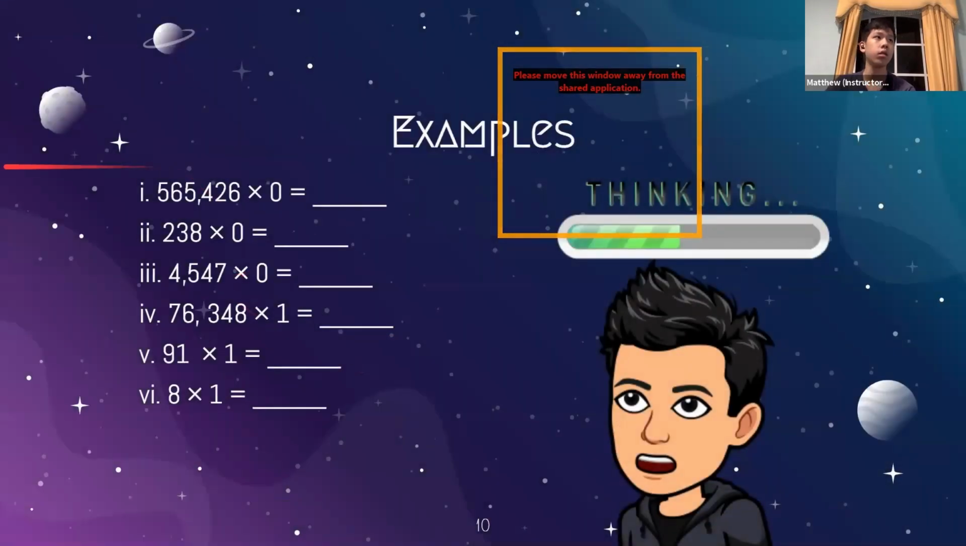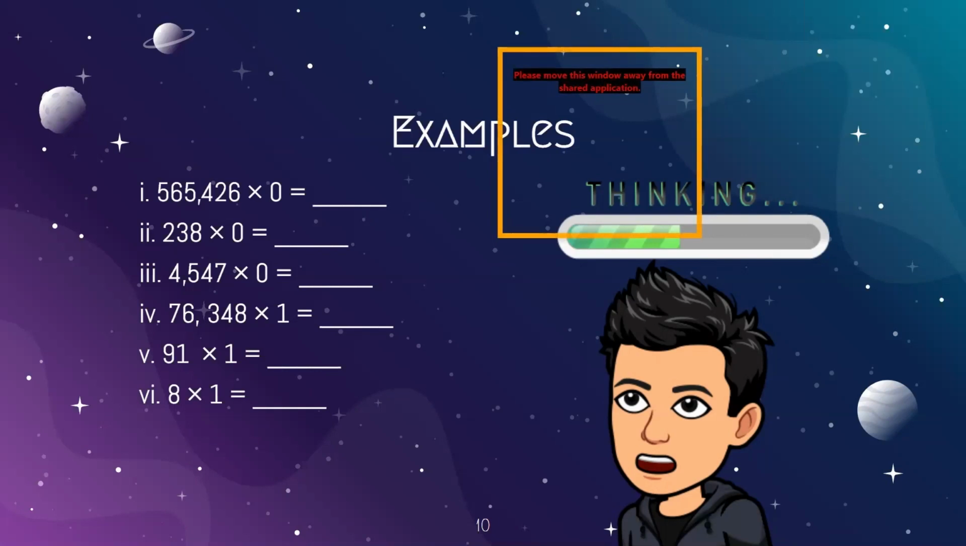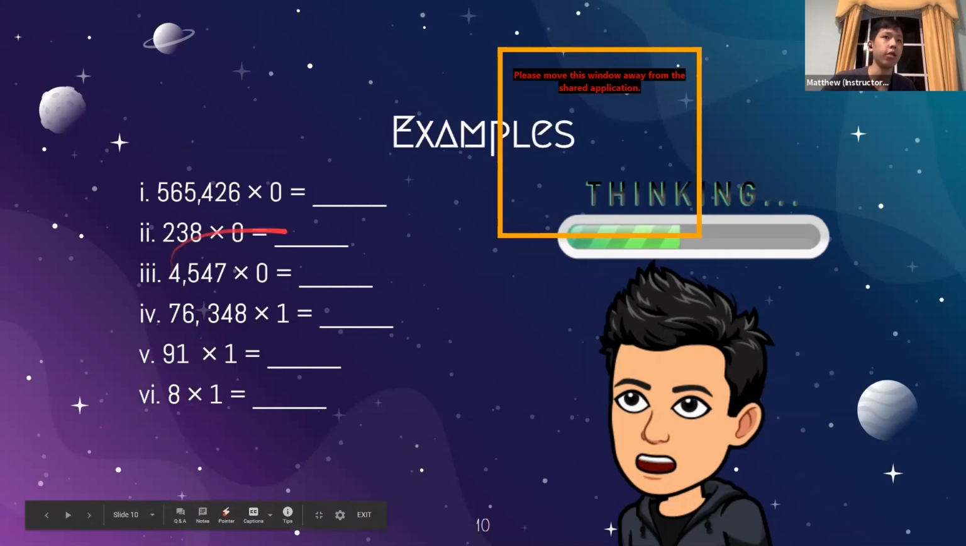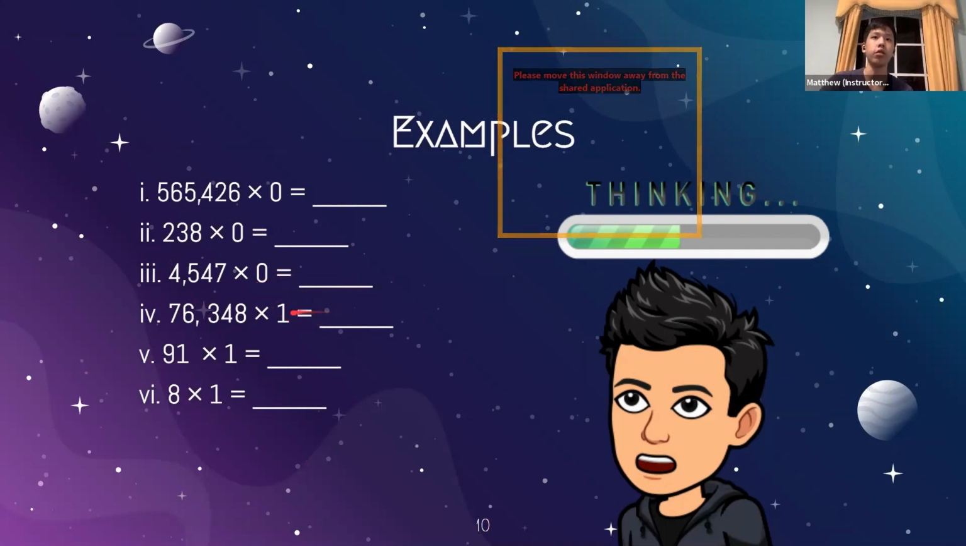Then, what would 5,605,4026 times 0 be? Does anyone know the answer? Zero. Correct. What about 238 times 0? Zero. Correct. What about 5,447 times 0? That would also be 0.